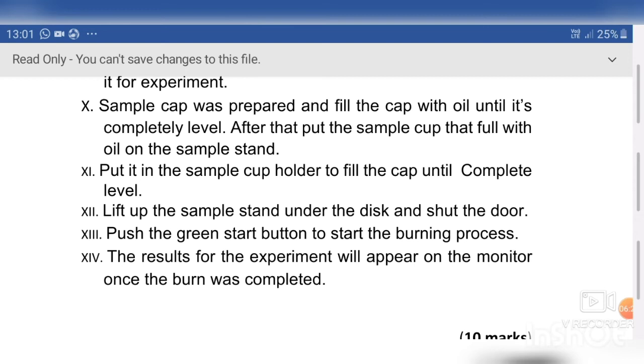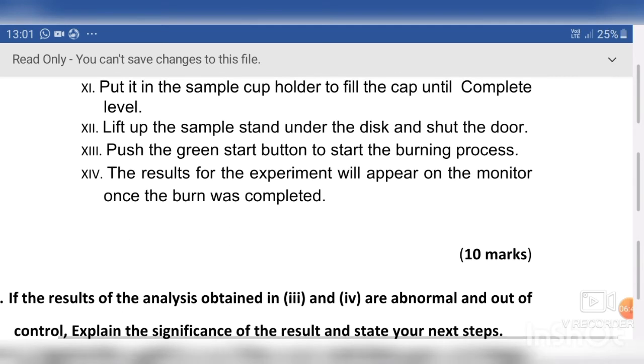Next, lift up the sample stand under the disc and shut the door. Push the green start button to start the burning process. The result of the experiment will appear on the monitor once the burn is complete.